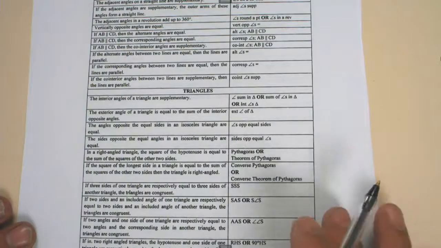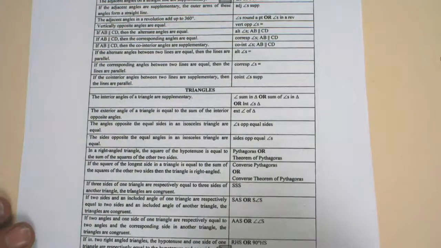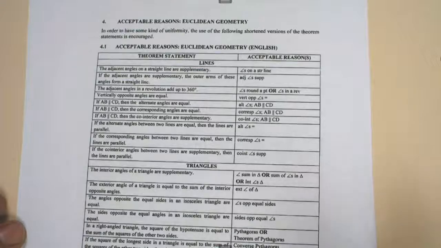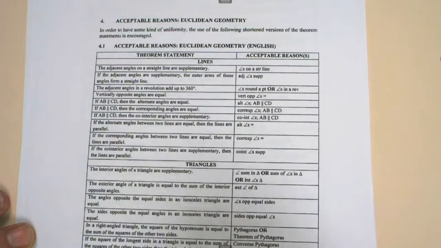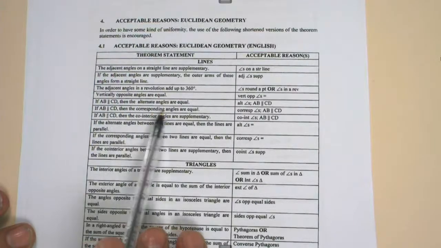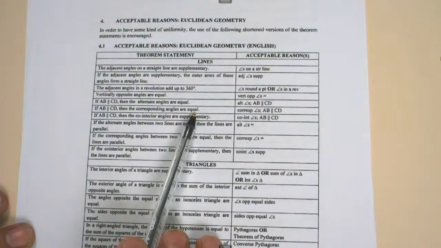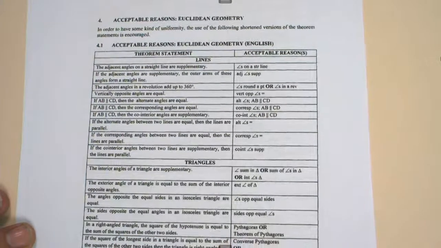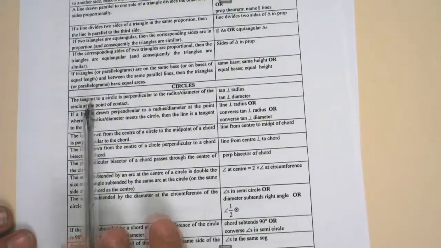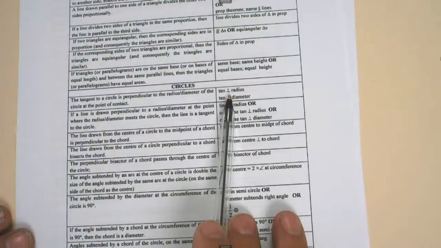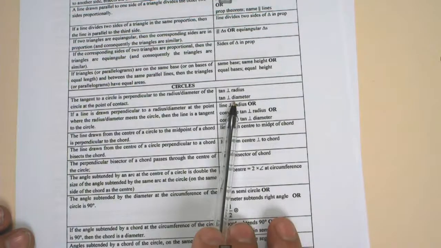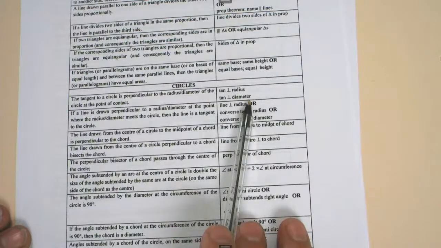Now just remember, when we make use of theorems, we do not have to state the full theorem. We can use an abbreviation for it. Now, if you look at your mathematics guidelines, in Euclidean geometry, there is a page of acceptable reasons for specific theorems. For example, if AB is parallel to CD, then the corresponding angles are equal. The abbreviated reason for that is corresponding angles, AB is parallel to CD. If we're going to look at the grade 11 theorems, and we want to state that the tangent to a circle is perpendicular to the radius of a circle at the point of contact, then we can just say that the tangent is perpendicular to the radius, or the tangent is perpendicular to the diameter. That is the acceptable reason for this theorem.